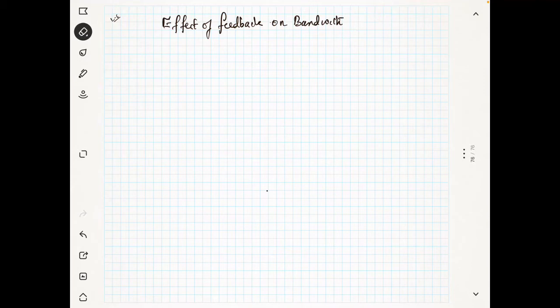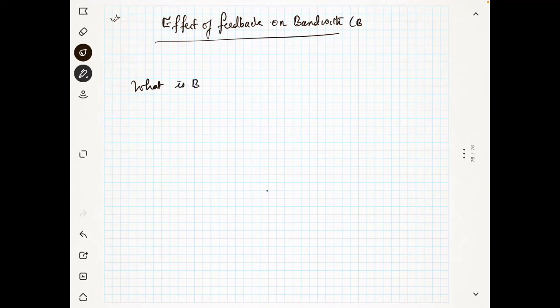So today we are going to discuss the effect of feedback on the bandwidth of the amplifier. Okay, so what is bandwidth?